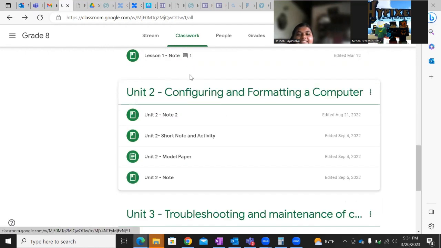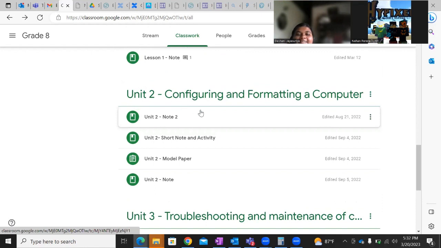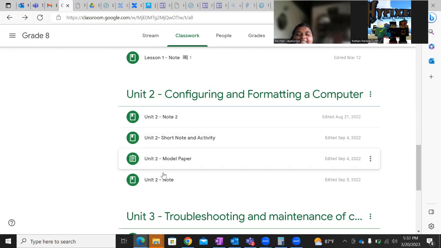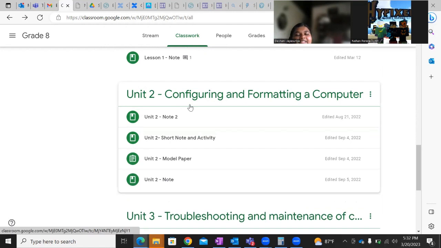So next, this is about last year's things, because we just started the new intake. So this is from last year, configuring formatting. So it's the kind of thing to do pretty much.